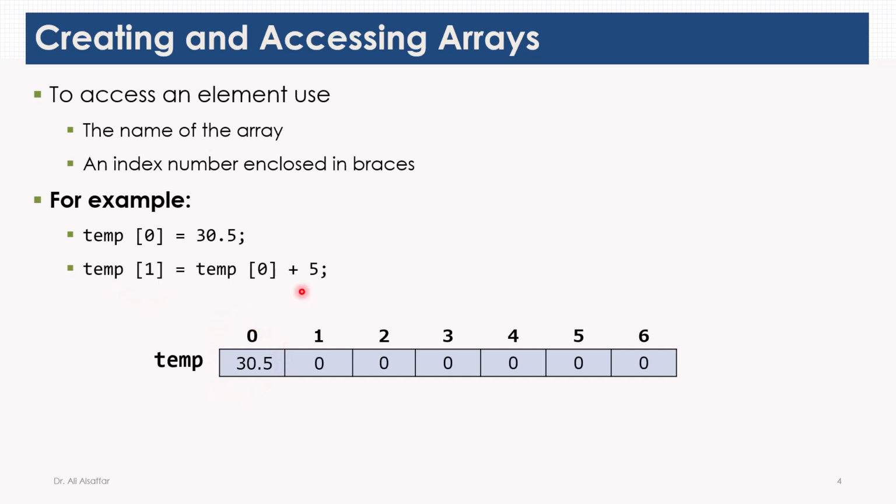In this statement, we are reading the value at index 0, which is 30.5. We add 5 into it, and then we save the result into the variable that is at index 1. Therefore, the value of 0 will be replaced by the value 30.5. We are printing temp1. Temp is the name of the array and 1 is the index. So in fact, the print statement is printing the value of the variable at index 1, and this value is equal to 35.5. Therefore, println will print 35.5 on the output screen.